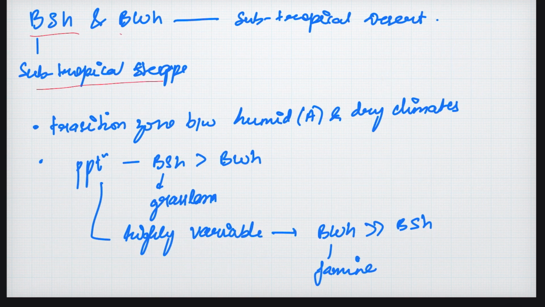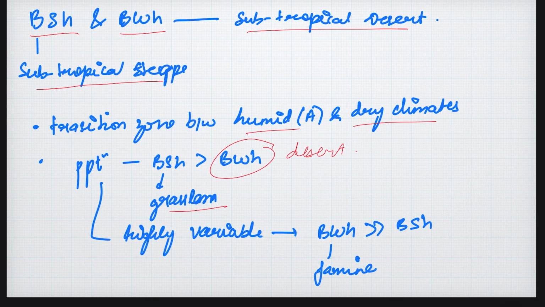Now let us delve in detail. BSH is the subtropical steppe, and BWH would be subtropical desert. It is a transition zone between humid type of climate to dry type of climate. Precipitation in BSH is more than the BWH, which is the desert type of climate, obviously. So in BSH we would have grasslands. Precipitation is highly variable, so it can cause even famines in desert type of climate.